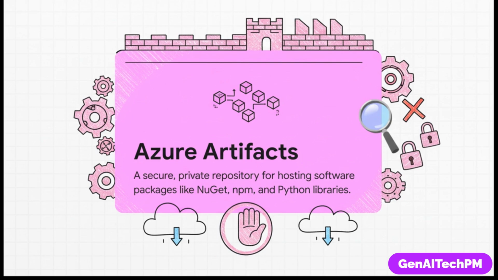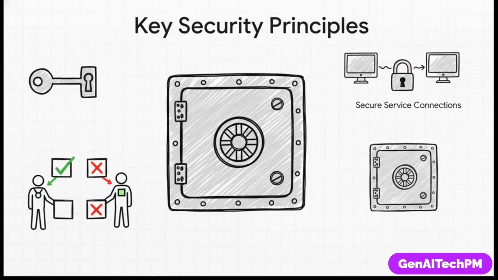Imagine this. Modern software uses tons of open source parts from all over the internet. Well, instead of just grabbing them from anywhere, Artifacts lets you create your own private, secure warehouse for these parts. It gives you total control over your software supply chain. And security isn't just some optional add-on here.